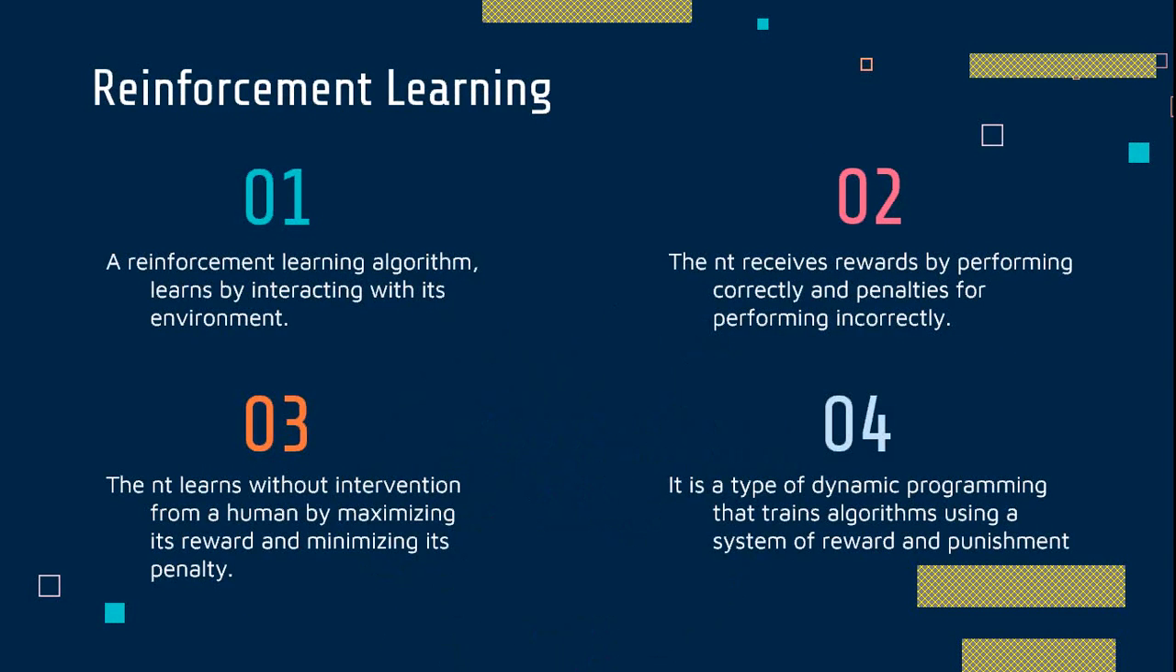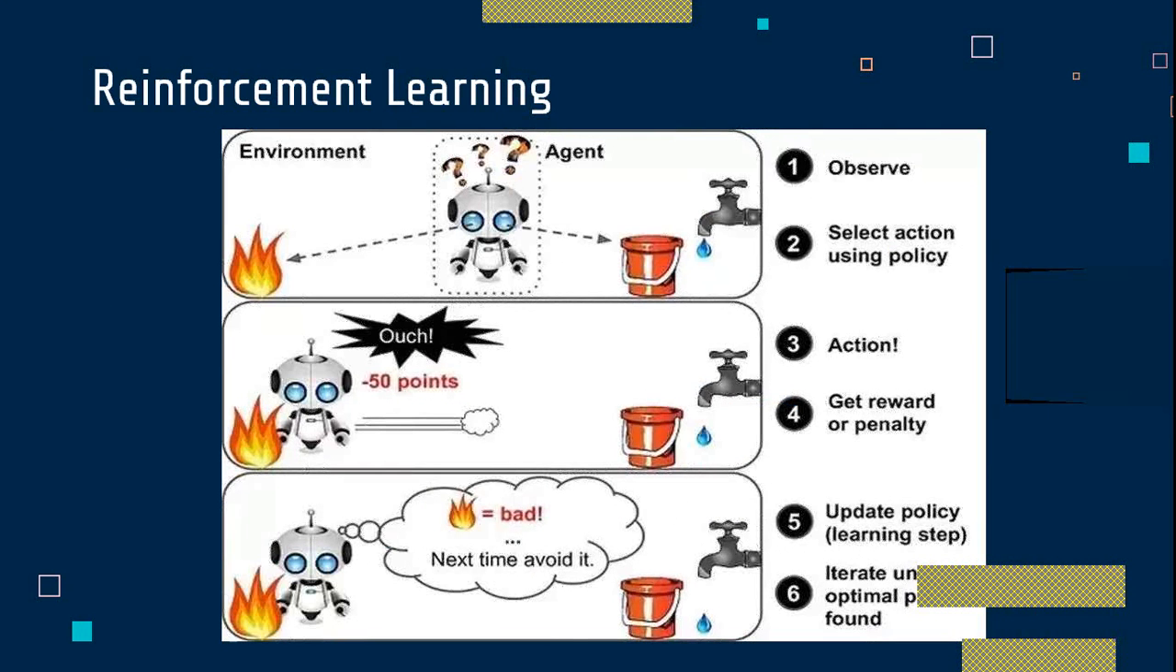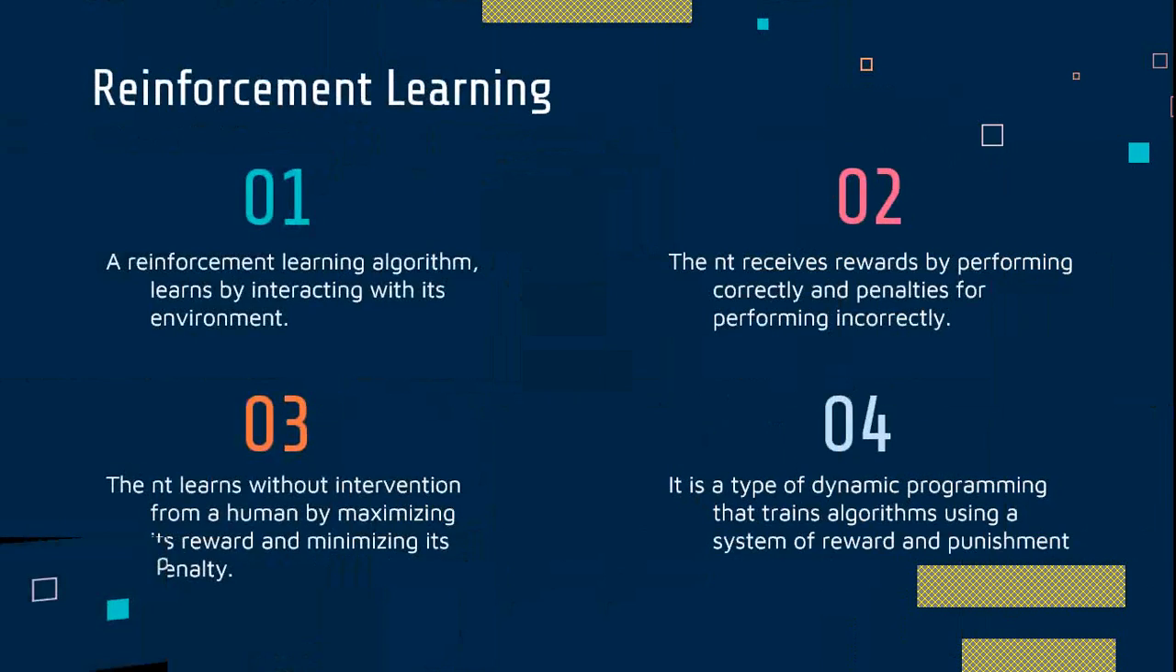Another type of machine learning algorithm is called reinforcement learning. So what is reinforcement learning? The reinforcement learning algorithm learns by interacting with an environment. This is very interesting. It receives a reward for performing correctly and penalties for performing incorrectly. It learns without intervention from a human by maximizing its reward and minimizing its penalty. It is a type of dynamic programming that trains the algorithm using system rewards and punishments.